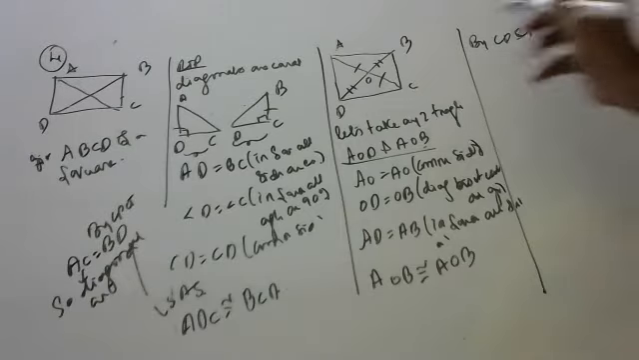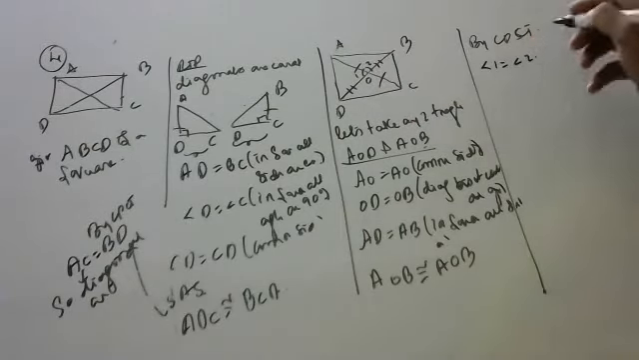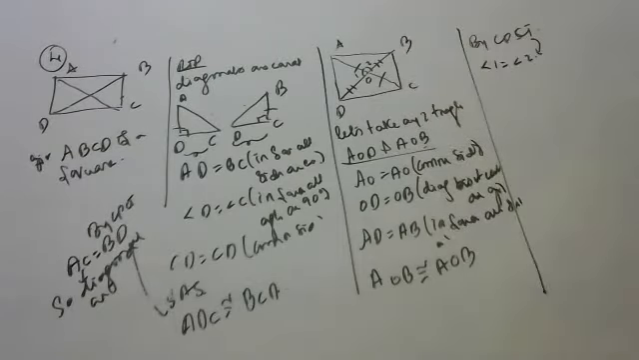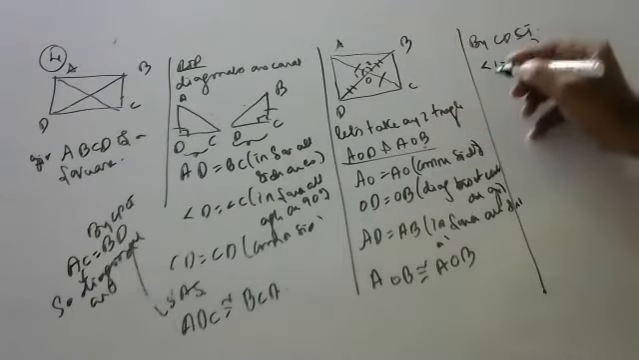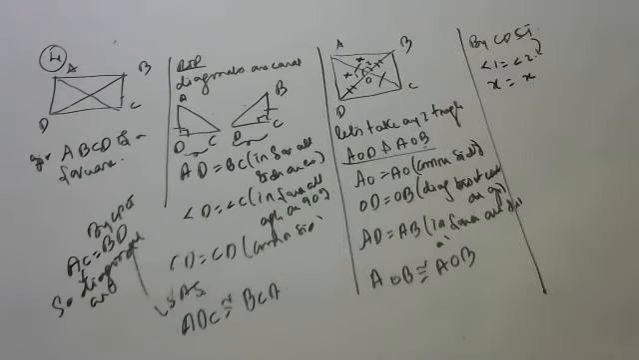All sides are equal, all angles are equal. Can I write angle 1 is equal to angle 2, children? Yes or no? Yes, sir. Very good. Can I write angle 1 and angle 2 as x and x? Yes, sir.